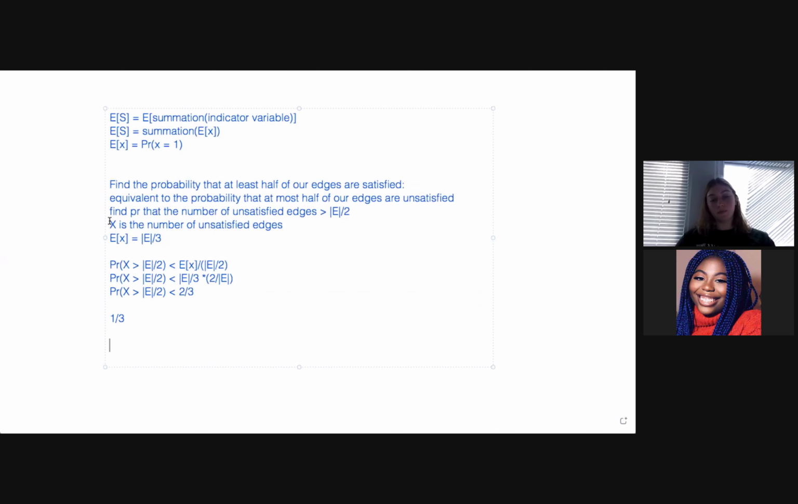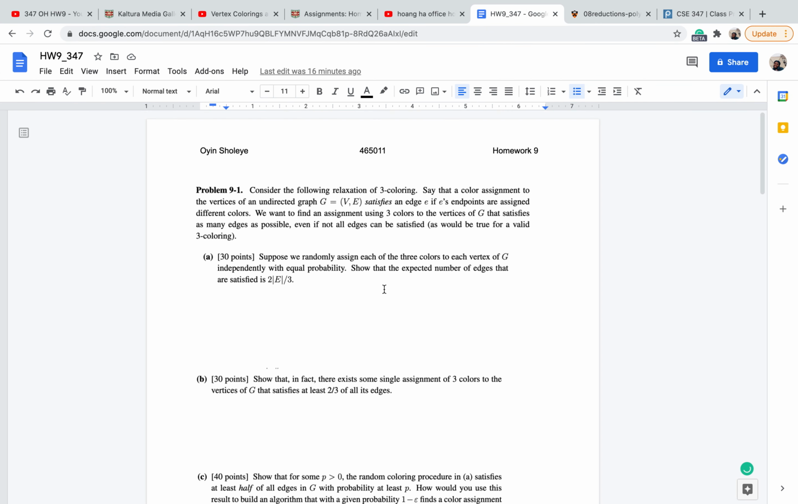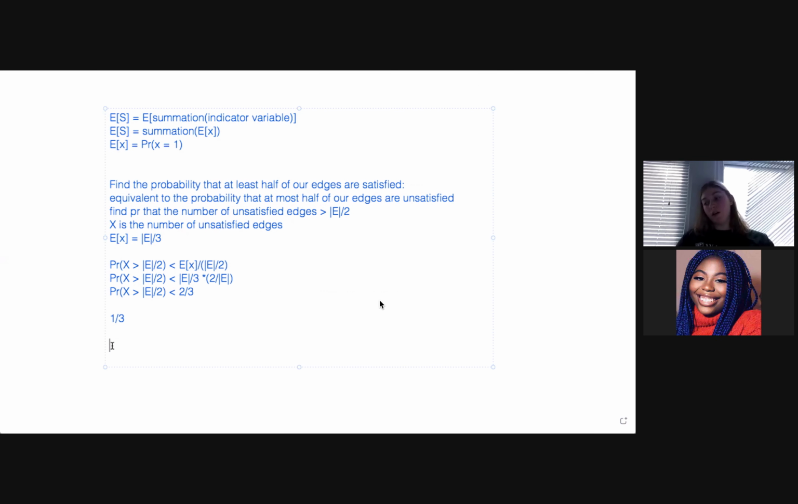And then you need to find an algorithm with some probability 1 minus epsilon that you have at least half your edges satisfied, right? Right. So in order to create that algorithm, do you have an idea of what you would do?